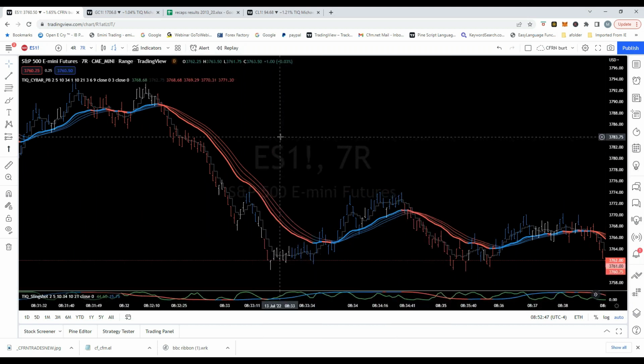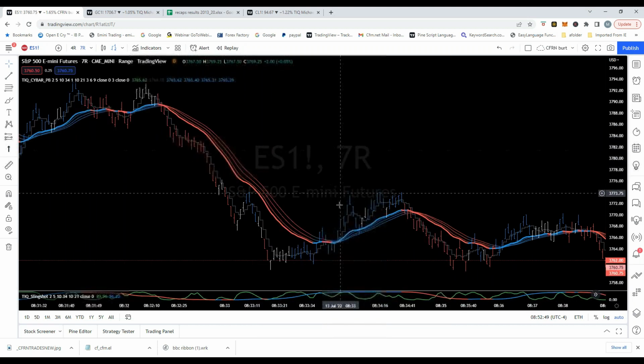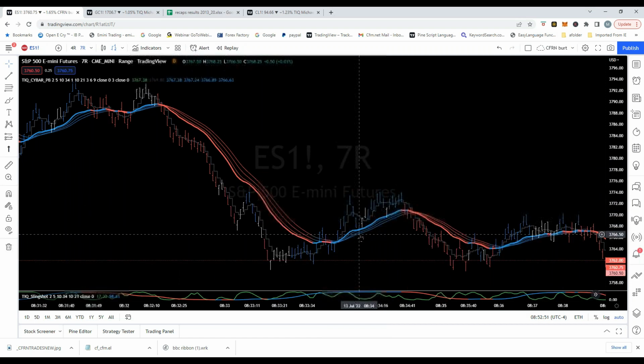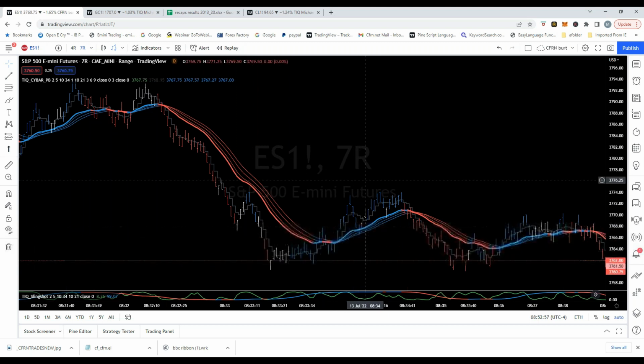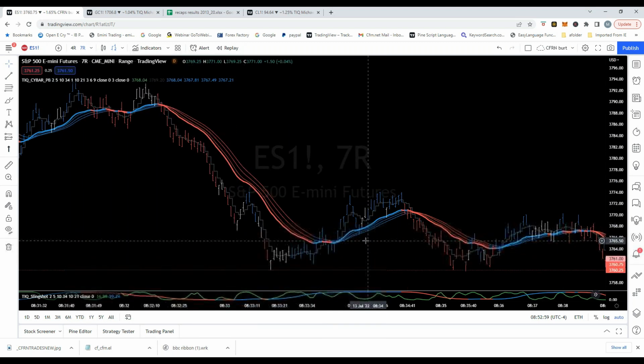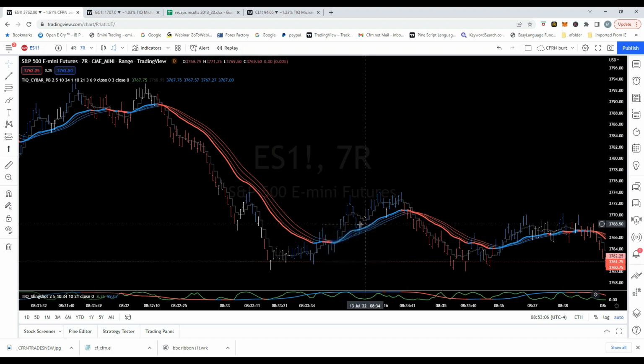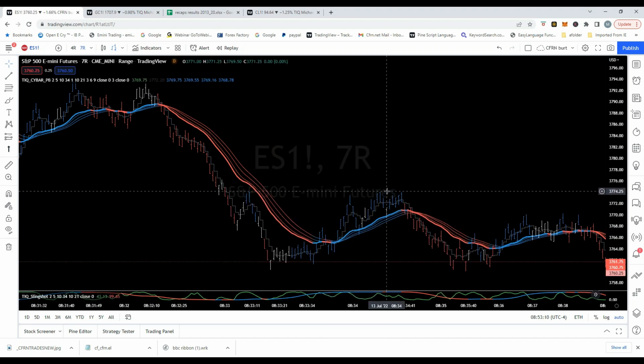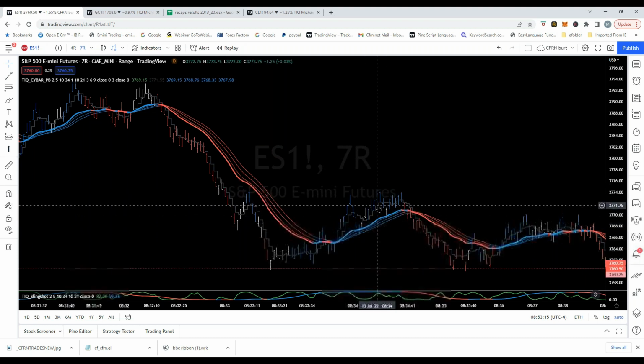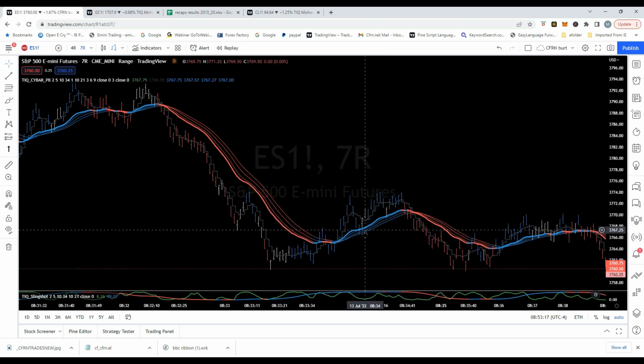All you really need to think about, the two-step process, is if the color is blue and it hits the blue ribbon, and all the ribbons are there, you can see all four ribbons, then you want to buy. Now, these are 7-tick range bars. So this is the ES. If you bought right here at, let's say, 68.25, and the entry time would be 8:34, you bought at 68.25, it ran up to 74.25, and that was also 8:34.